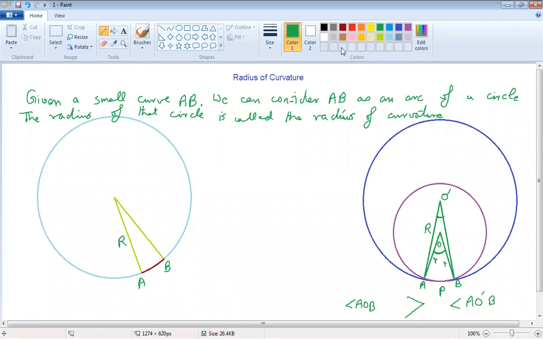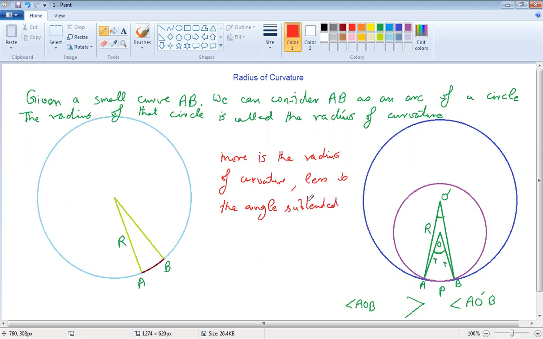This means that more is the radius of curvature, less is the angle subtended at the center, if arc length is kept same.